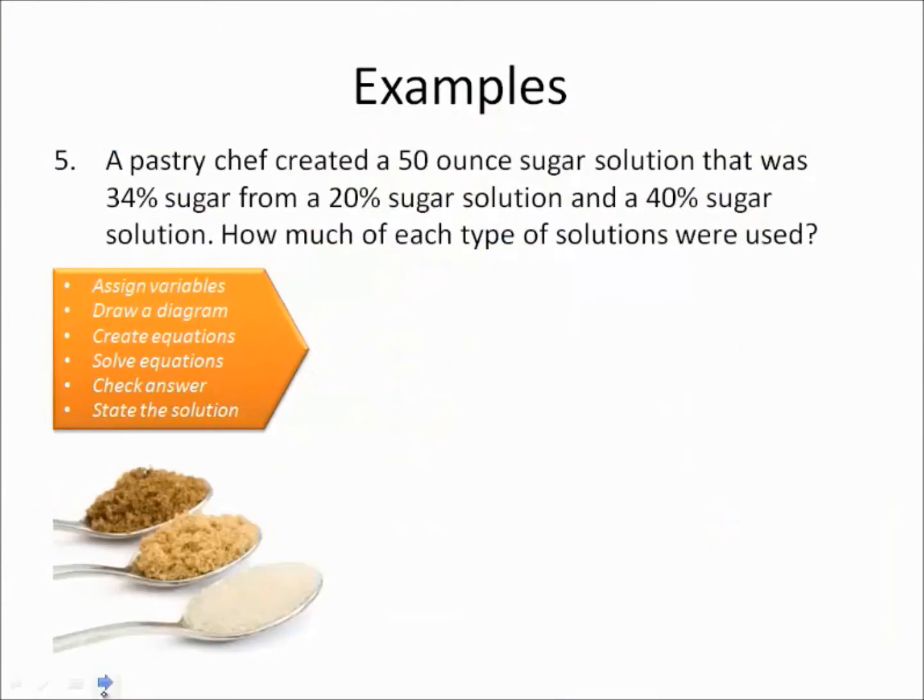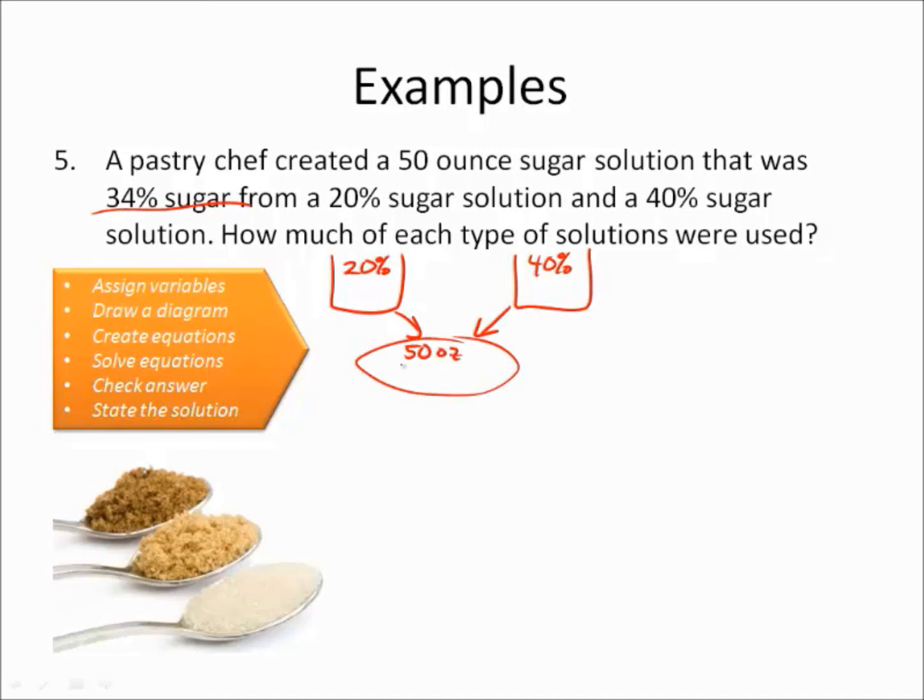Here's another similar problem. We've got percentages and totals as well. So similarly, we're going to be looking to create an equation that relates the percentages and an equation that relates the totals. So we've got a 50-ounce sugar solution that is 34% sugar made from 20% sugar and 40% sugar. So you have some 20% sugar mixed with some 40% sugar in order to make a total of 50 ounces of 34% sugar. Let's say that sugar is blue.